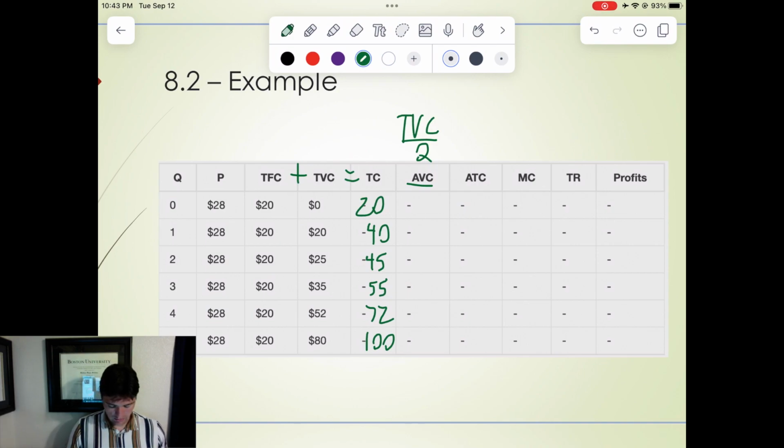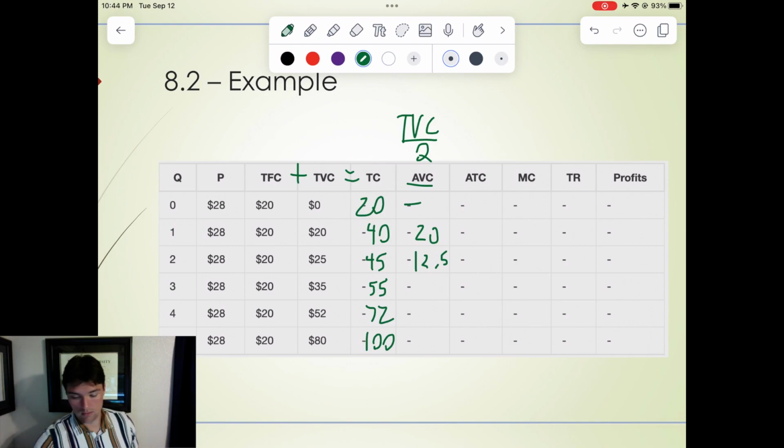And so all that'll be is skip the first one, and then you'll do 20 divided by 1, 25 divided by 2, which is 12.5, 35 divided by 3, which is 11.67. And then 52 divided by 4 should be 13. And then 80 divided by 5, which should be 16.